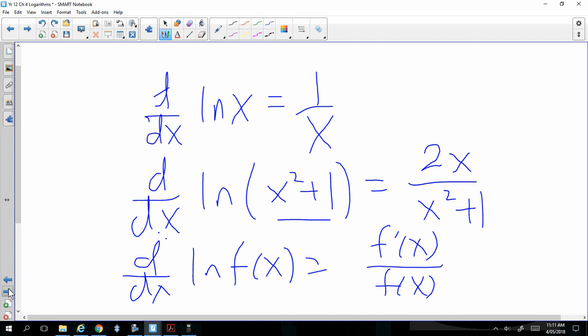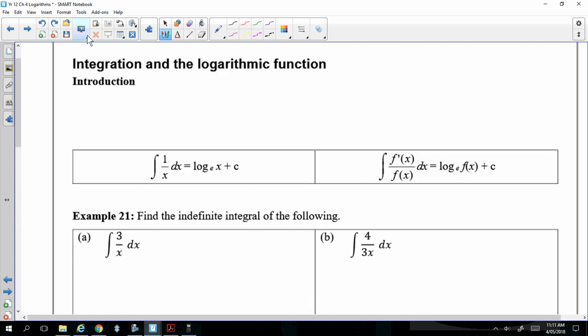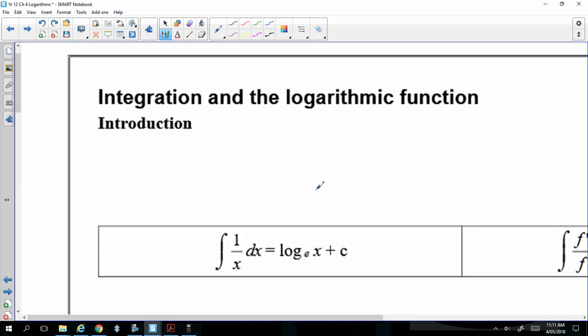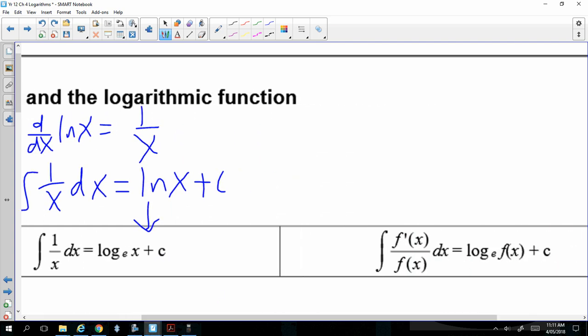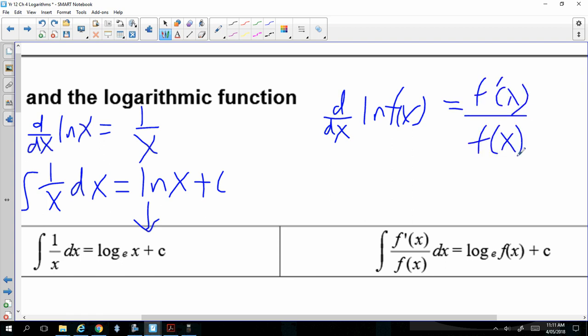Today we're going to do the reverse. We have to integrate. So just remember, if I differentiate ln x, it's 1 on x. Therefore, if I integrate 1 on x, integrating the derivative, I should get back to the original one, which is here. The same thing goes if I differentiate log of a function: you get f dash of x over f x. So if I integrate this fraction, I should get back to log.